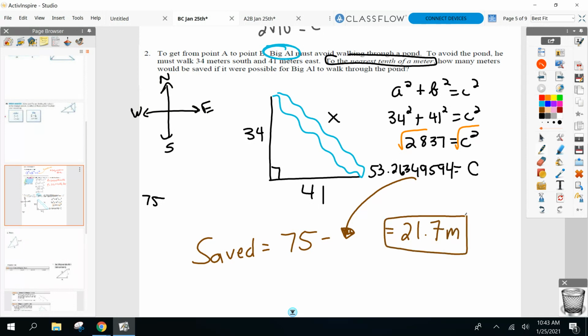Remember, tenth is one number after the decimal. Any issues there? Using Pythag to figure out how many miles he would have saved.